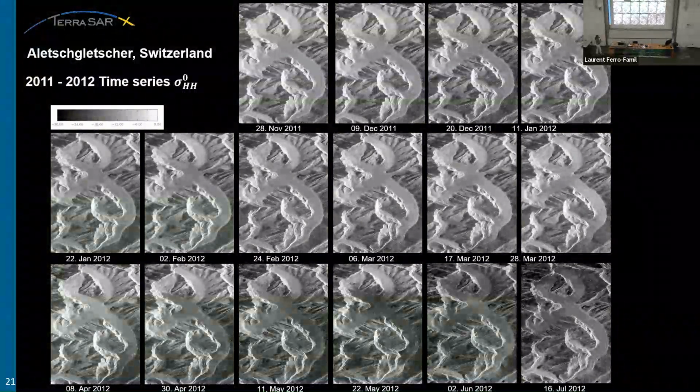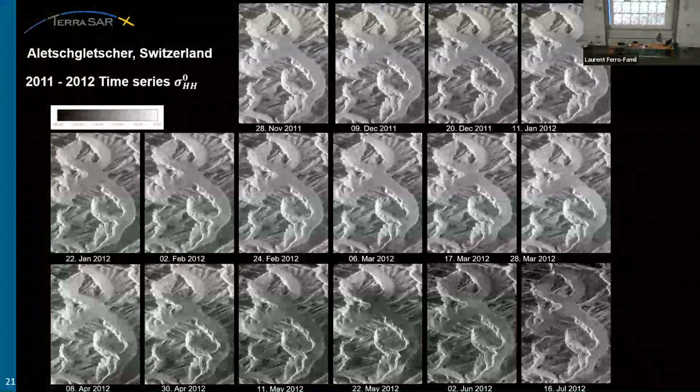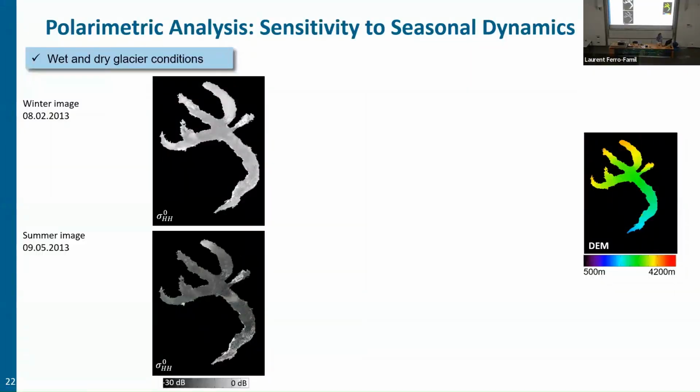The darkness means I have a change of the property of the glacier, from bright to dark, and I will explain now why this is happening. We have seen in the winter months bright colors over the image of the Aletsch Glacier. Even this one is brighter because it's higher located. That's just sigma zero. If you go to a summer image in May, for example, it looks very, very dark.